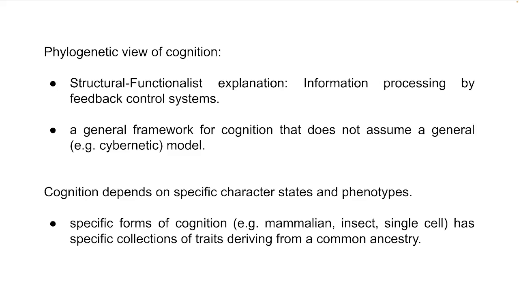The phylogenetic view of cognition, however, is more structural functionalist. And this is where you have this information processing by feedback control systems, but there isn't this sort of general cybernetic model. You have to evolve the components in pieces, and they can be highly specialized for different types of cognition. So different types of cognitive traits form. You get different types of cognition in mammals, insects, and even single cells. And those are specific collections of traits deriving from a common ancestor.